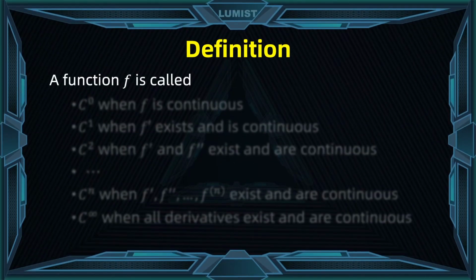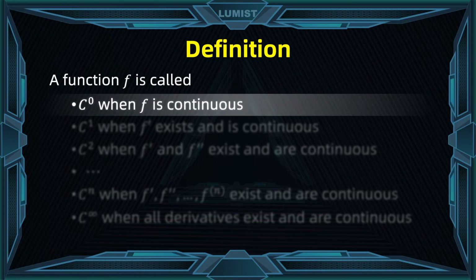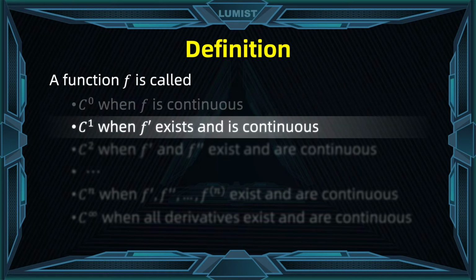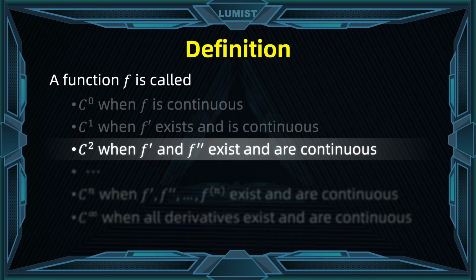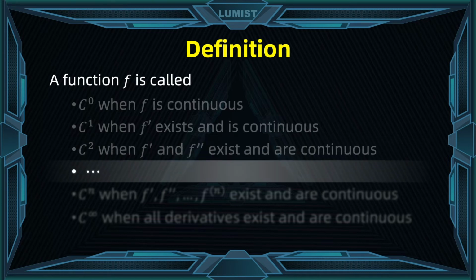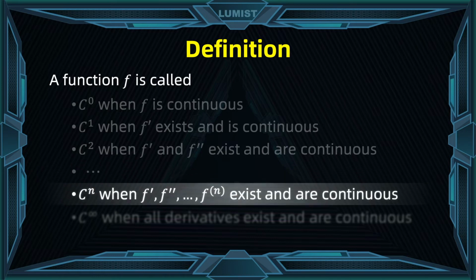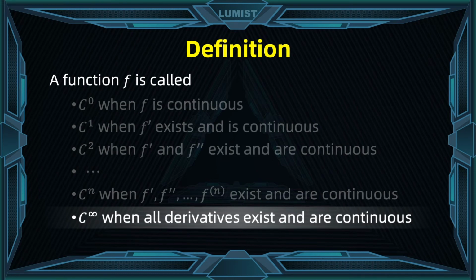However, this formula is not enough. Before we make further discussions, let me introduce a notion. By definition, a function f is called C0 when f is continuous, C1 when the derivative of the function f exists and is continuous, C2 when f prime and f double prime, so the first and the second derivative, exist and are continuous, and we can go on like this until we get to Cn, when the first derivative, the second derivative, up to the nth derivative exist and are all continuous. And C infinity when all derivatives exist and are continuous.